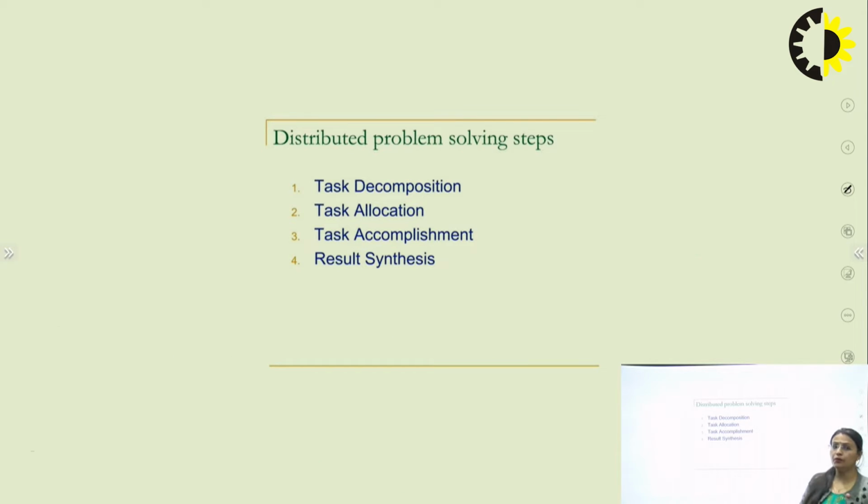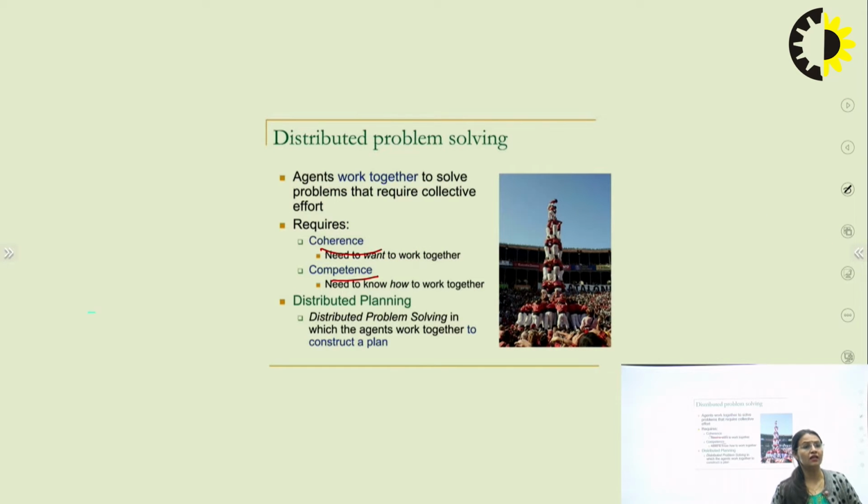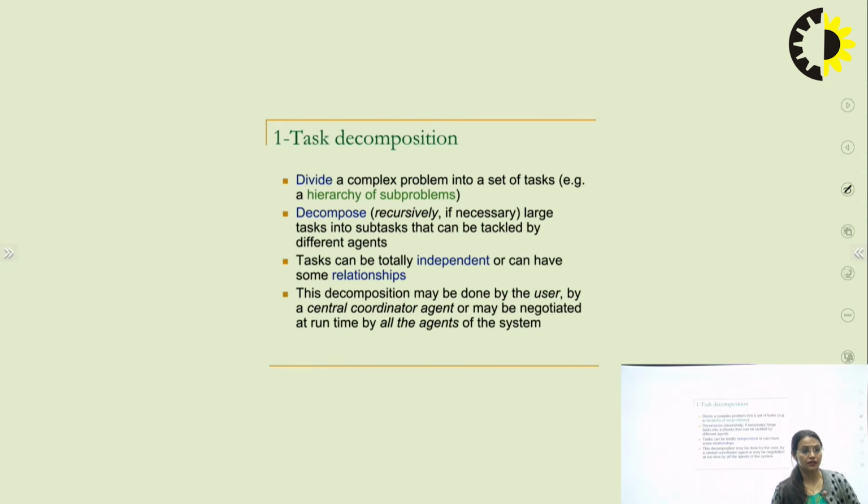Then the problem solving I am talking about, distributed problem solving, is divided into these steps: task decomposition, task allocation, task accomplishment, and task synthesis. Task decomposition is basically the decomposition of a task into subtasks. This is the common term that we are learning from so far, that any task is divided into subtasks. That means the task is totally independent, having some independent behavior, and the large task is divided into subtasks. Divide the common complex problem into a set of tasks or some hierarchy of subproblems.